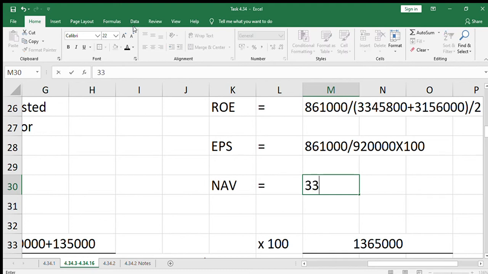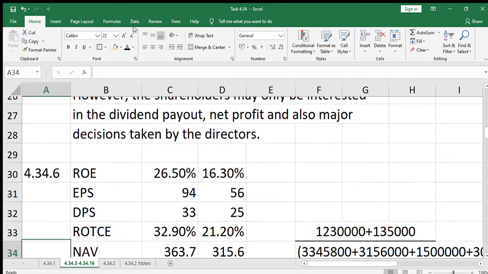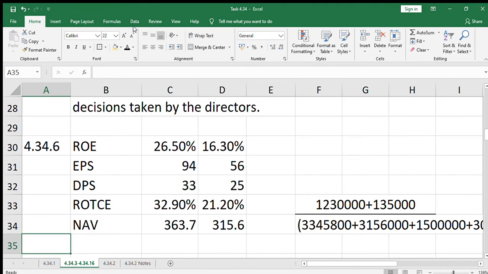345,800 divided by 920,000 shares. Multiply your answer by 100, and that will give you an answer of 363.7. Okay, so that is the formula. I was in South Africa for 2 weeks before the first case was found, and I was isolating at home, because you know it takes 2 weeks, 14 days, for the virus to show.